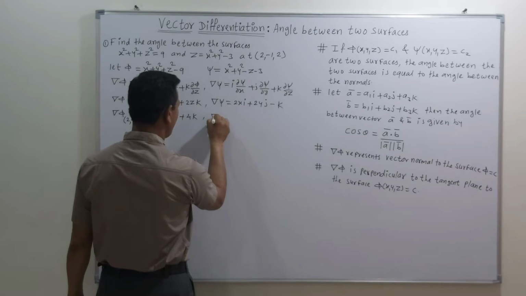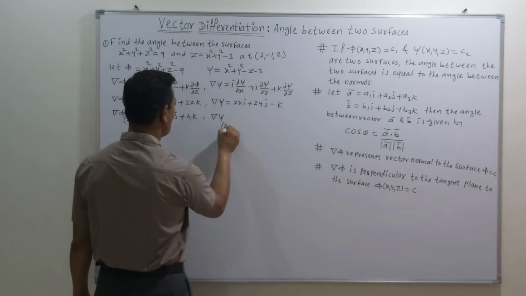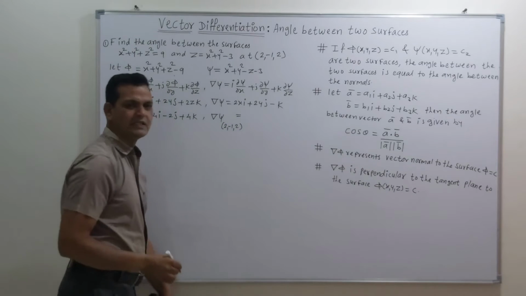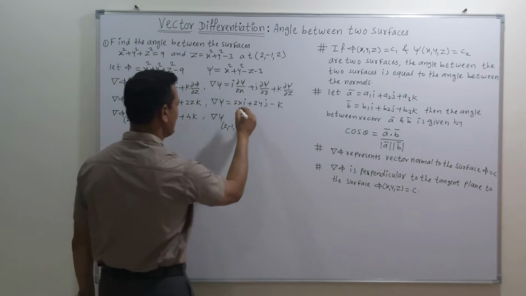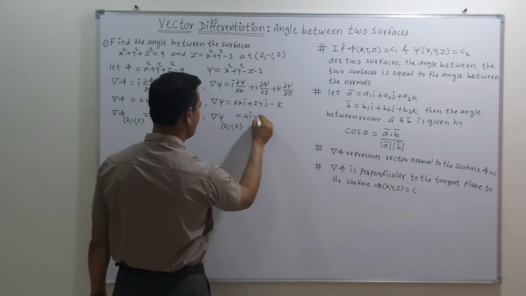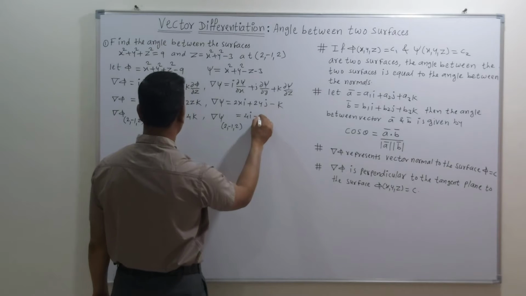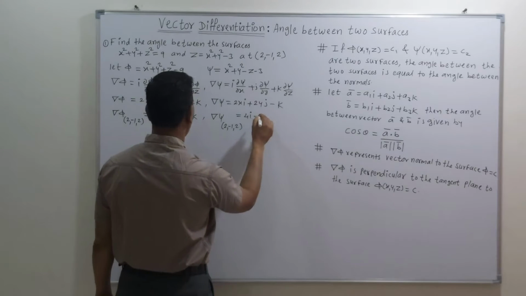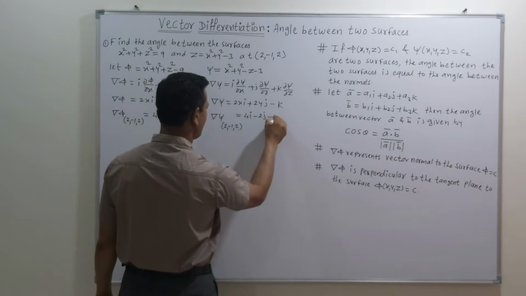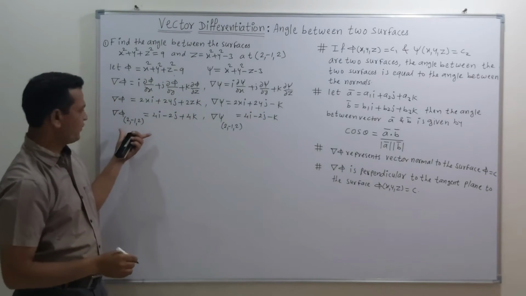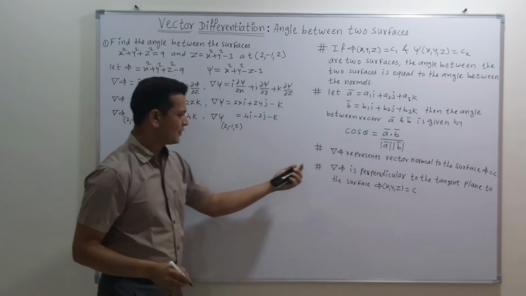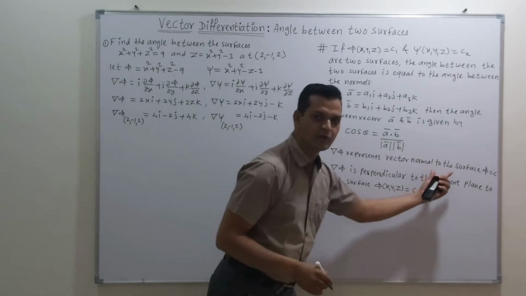Now friends, find out the value of del psi at the point 2, minus 1 and 2. That means put x is equal to 2, y is equal to minus 1 and z is equal to 2. So we get 4i, and y is equal to minus 1, that means minus 2j, minus k as it is. In this way we get the value of the normal to the second surface. So this del phi represents the normal to the surface.